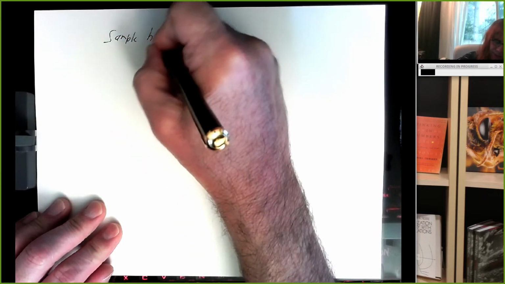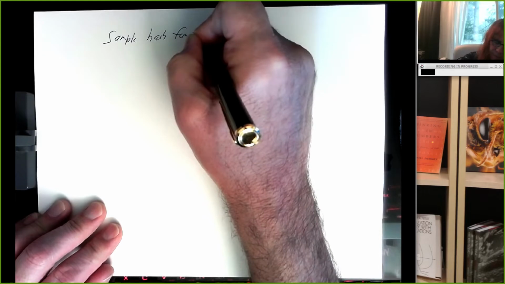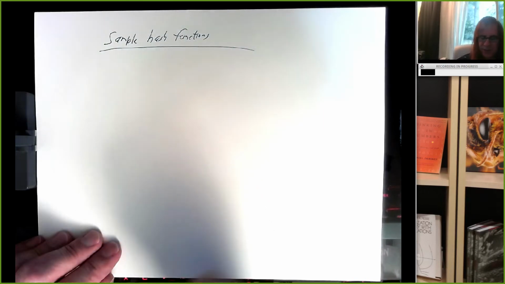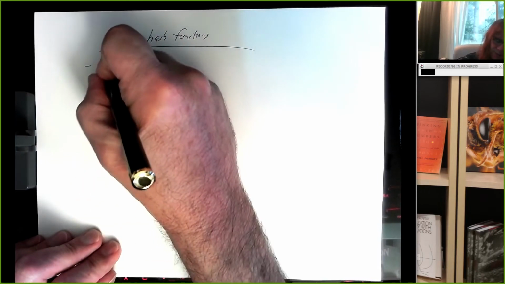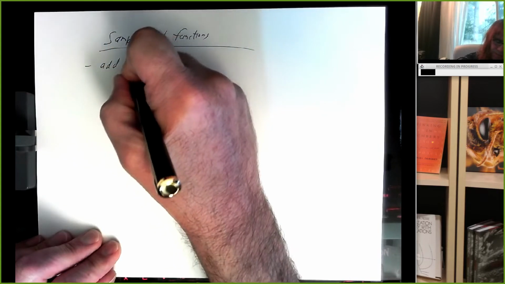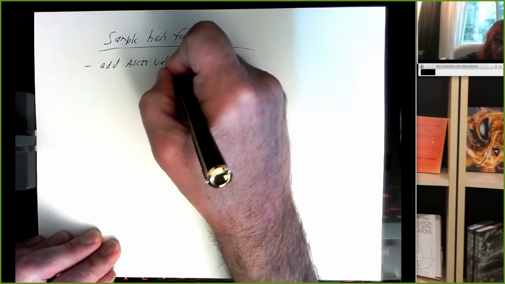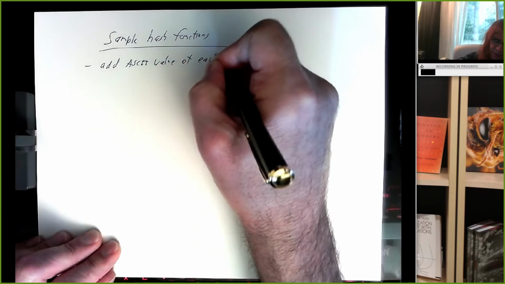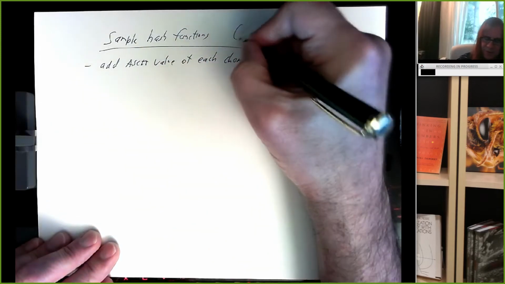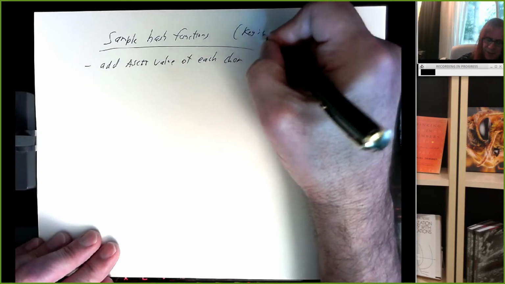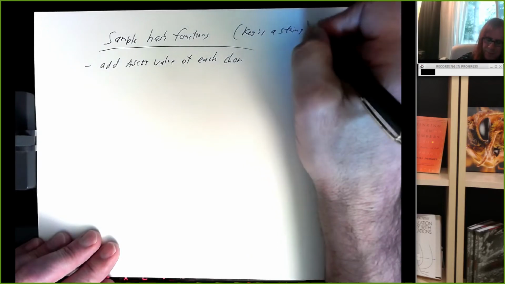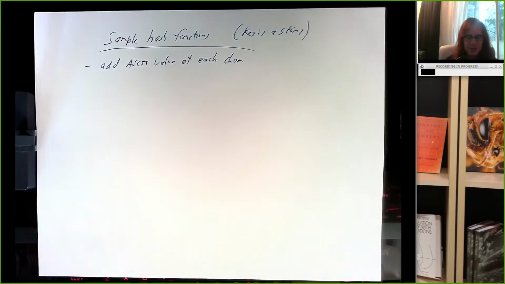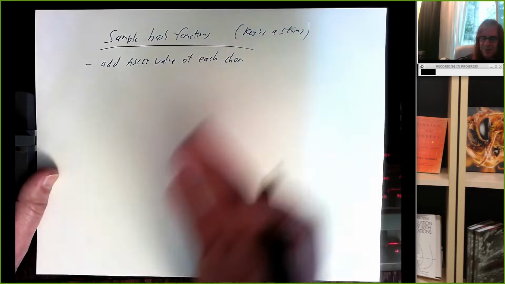All right, so sample hash functions. One that we talked about last week is, add the ASCII value of each character. I'm going to assume here that our key is a string, a null-terminated array of characters. But your key could be binary, it could be a floating point number, whatever. It's something that we can manipulate in some way. So we'll just pretend it's a string.